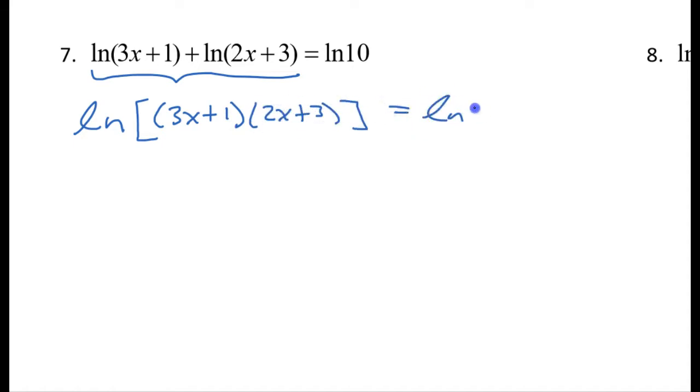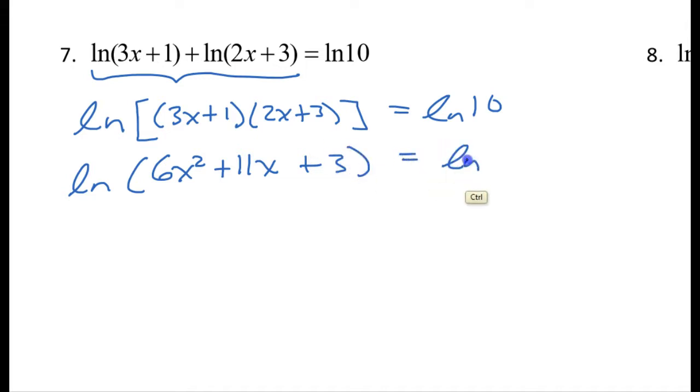And that's equal to the natural log of 10. So we're going to have to multiply this out. So we have the natural log of, now I'm double distributing this, so 3x times 2x, that's 6x squared. Inner I have 2x, outer I have 9x, so that's going to be 11x in the middle, and then 1 times 3 is 3. So I have that is equal to the natural log of 10.